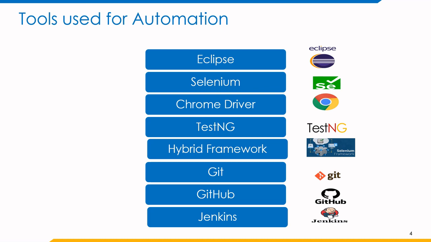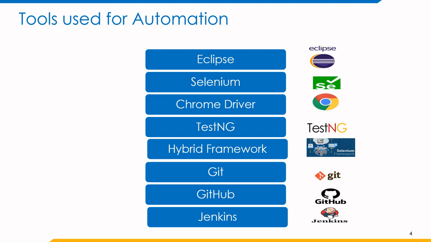Fifth is hybrid framework. A hybrid framework is an approach that combines different test automation techniques. It enables testers to create and maintain test suites. A hybrid framework typically involves organizing test cases, data, and keywords in a structured manner, allowing for effective test automation.